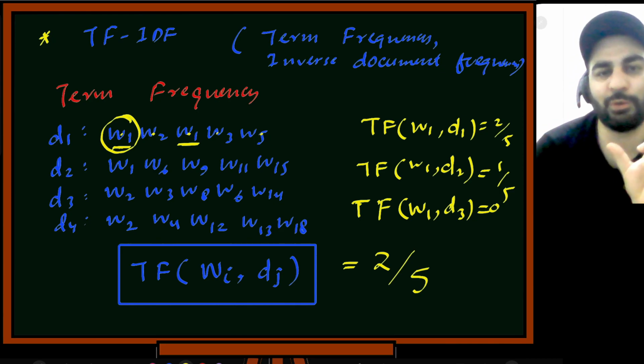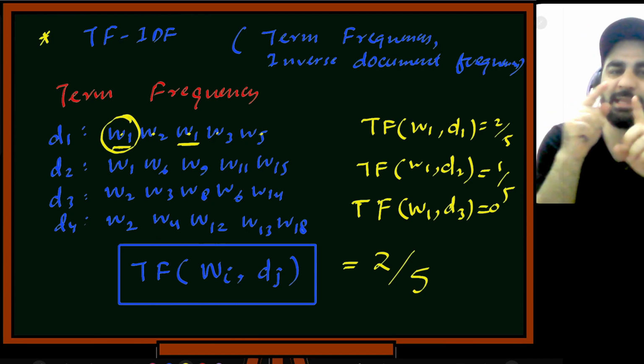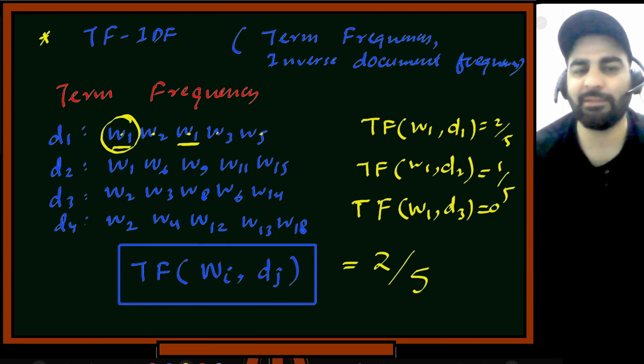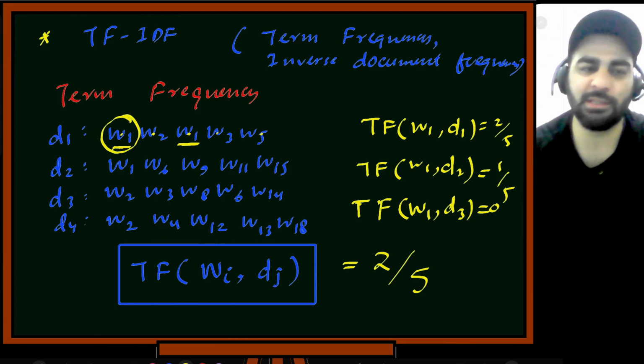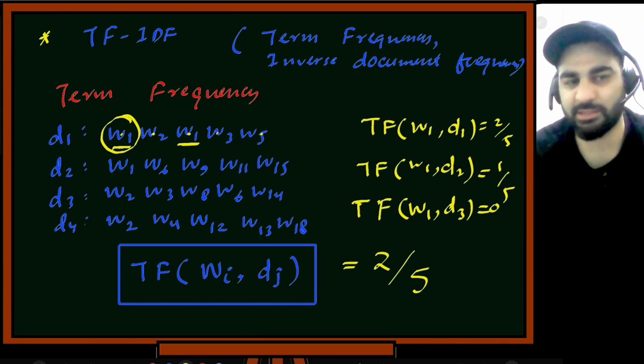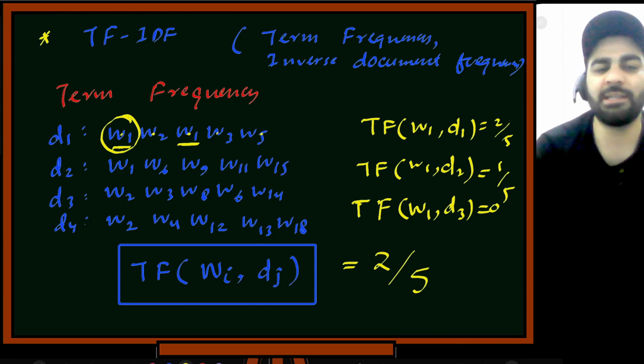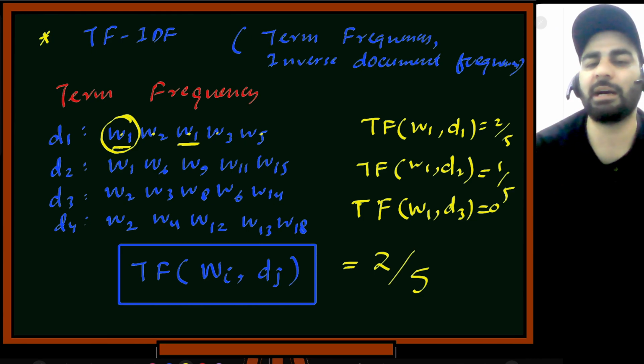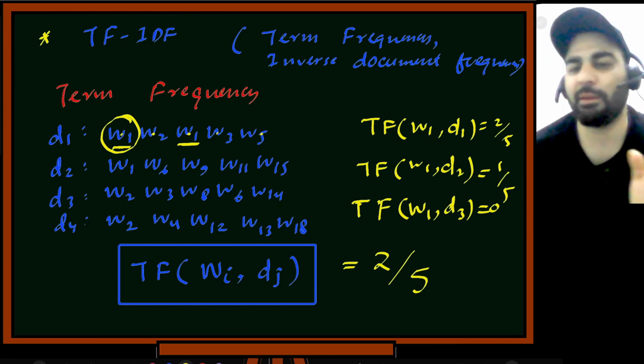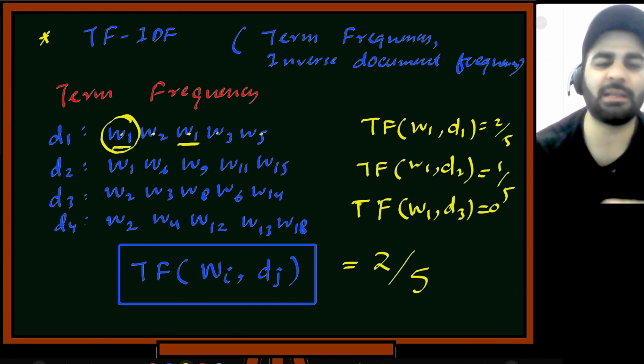So if you have to compute term frequency, you take that term, see the number of occurrences it has in the document, divided by the total number of words in that document. That is how term frequency is counted. So term frequency is basically a measure of how frequently a term occurs in a given document. The more times a term appears in a document, the higher the TF value is.